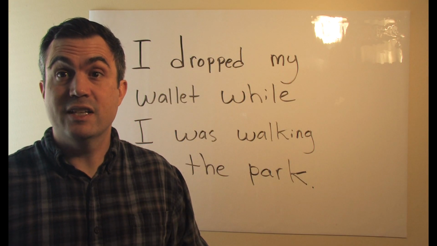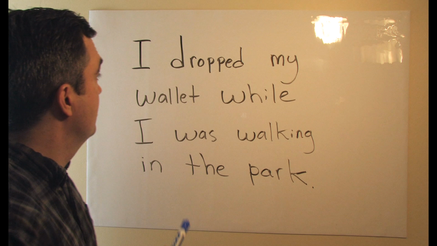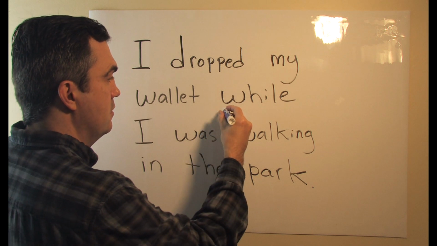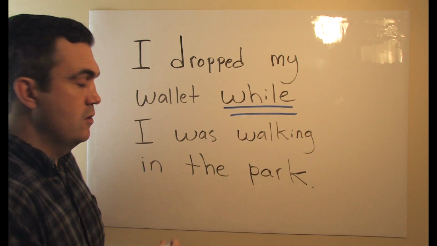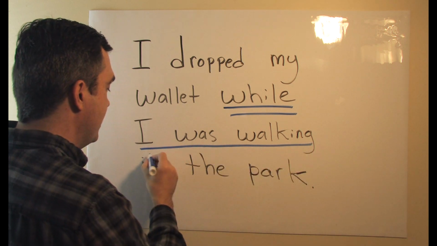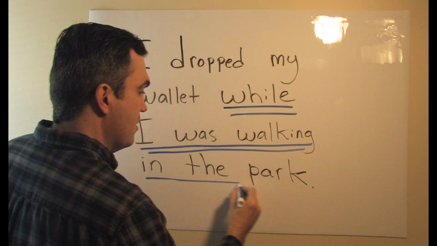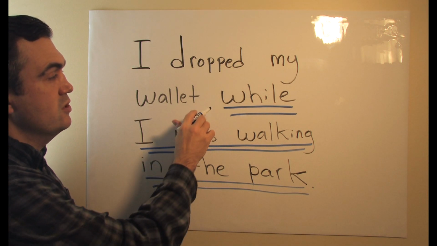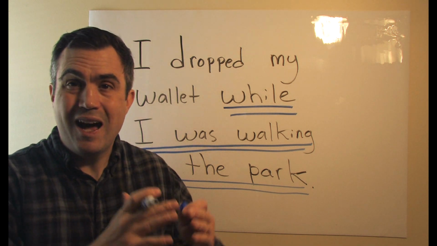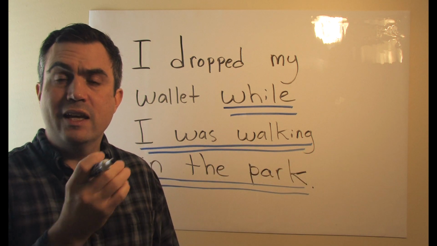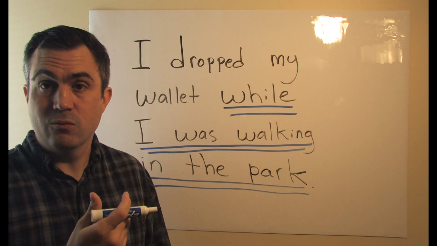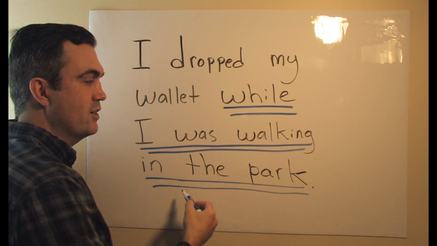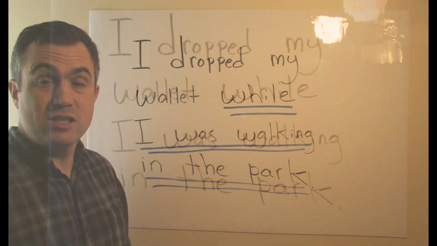Okay, now let's use an example using while. I dropped my wallet while I was walking in the park. Okay, now we're using while to introduce a long action. Walking in the park is a long action, right? So typically we use while to introduce a long action. And here we'll use the past progressive.